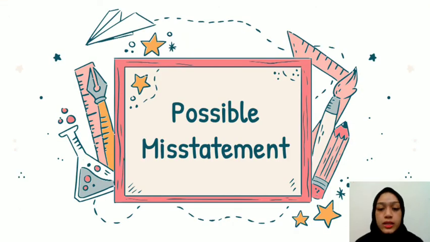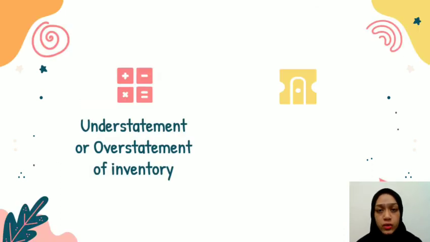Last but not least is possible misstatement. The possible misstatement related to detailed tie-in can be understatement or overstatement of inventory and cost of goods sold.